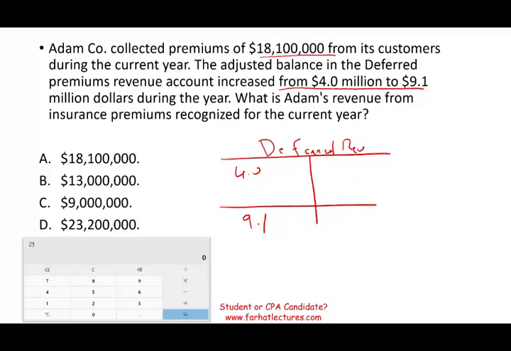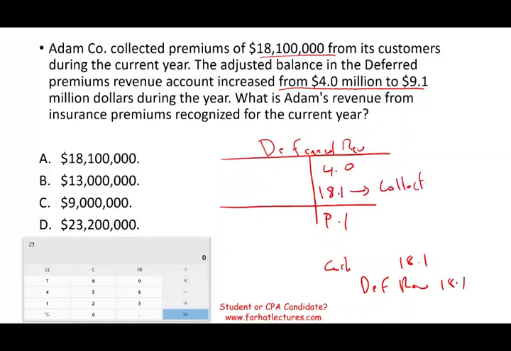Okay, so we collected 18 million. When we collect the premium, we debit cash. So this should be credit because it's a liability. It went from 4 to 9.1. So how does it work? When we collect the premium, we debit cash, we credit deferred revenue. So if we collected 18.1 million, here we're going to do 18.1. This is the amount that we collected. Now, what is the revenue?